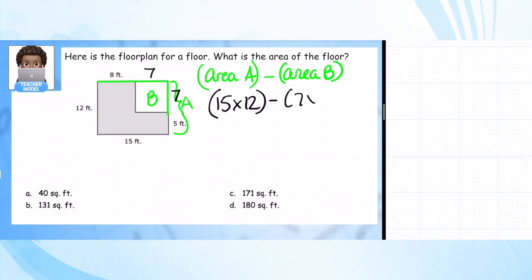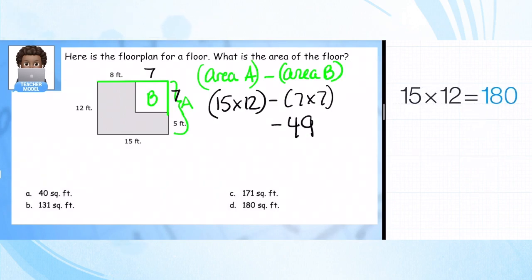So the area of my other part is 7 times 7. That's easy enough. I have 49. I'll use my calculator for the other dimension. Its area is 180. And now I can subtract them, and I get 131 square feet. All right, which one matches my work? I see my answer from here to here.